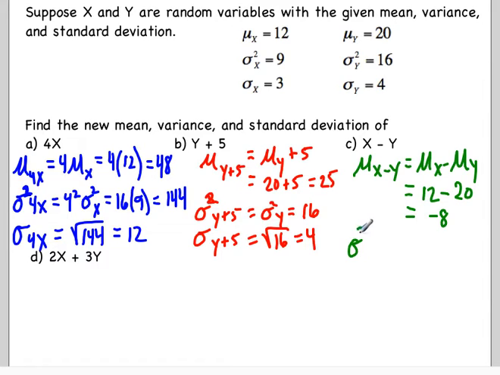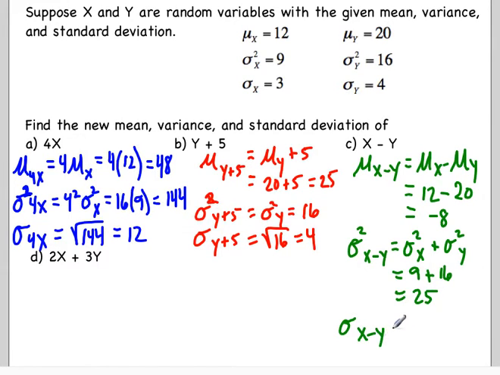For the variance of x minus y, remember, this was that kind of crazy rule, a little counterintuitive maybe. You're going to take the variance of x, but you're going to add the variance of y. So the variance of x was 9 plus the variance of y is 16. So we get 25. And then to get the standard deviation of x minus y, we just take the variance and square root it. So the square root of 25, we get 5.